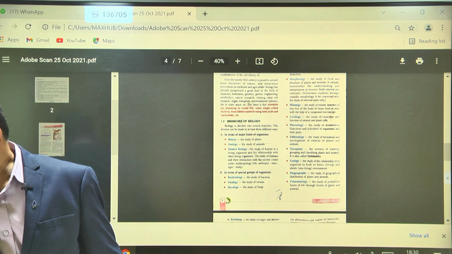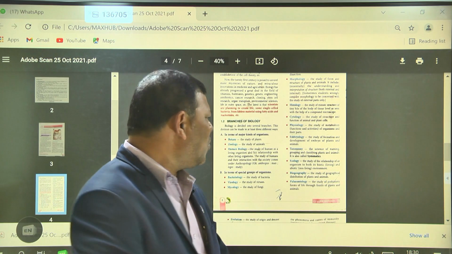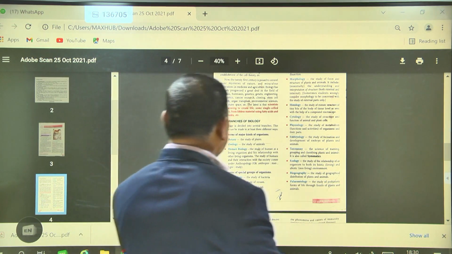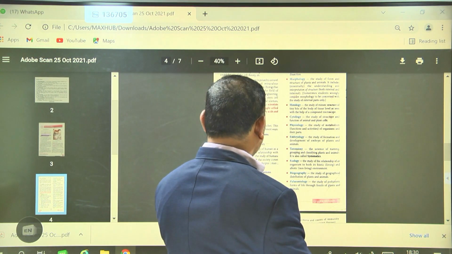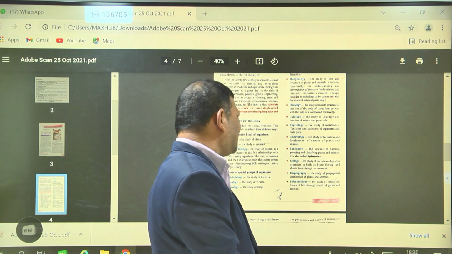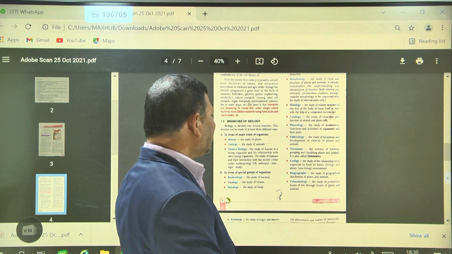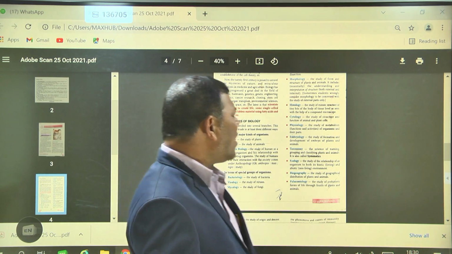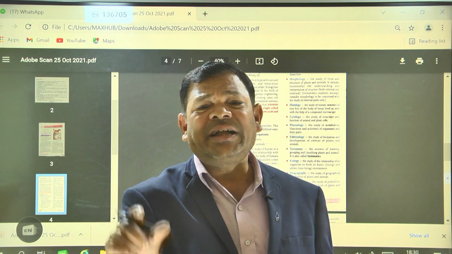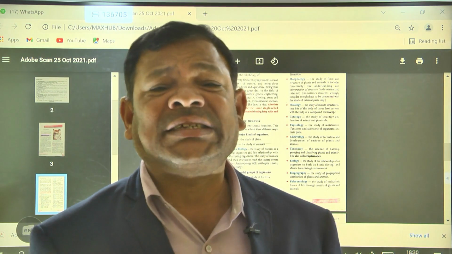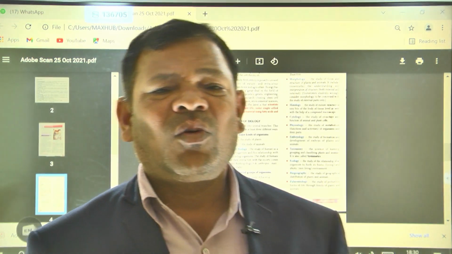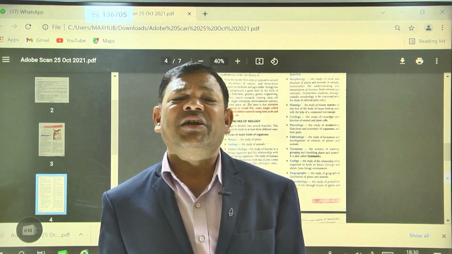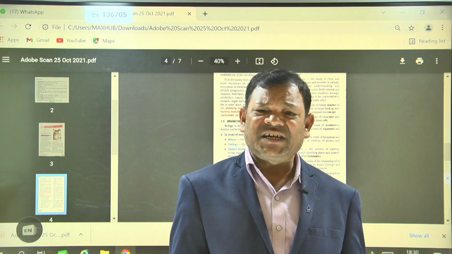Okay. Now coming to the point. What is my point? Ecology. Ecology is a branch of science. It deals especially with the relationship of the organism with both the abiotic and biotic components of the environment. What are the biotic components? Nothing but plants and animals.